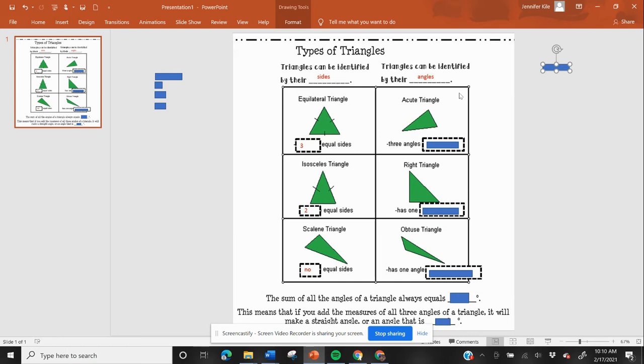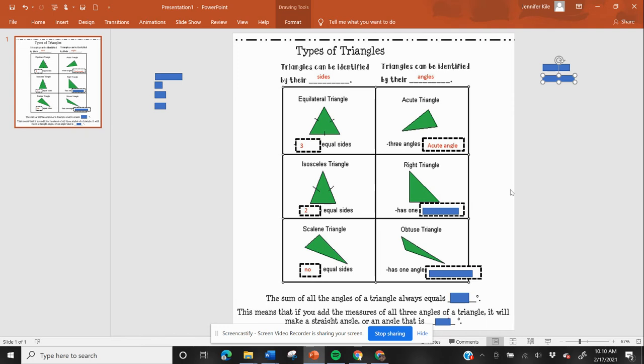So in an acute triangle, it's going to have the two acute angles, but then the third angle is also going to be acute or less than 90 degrees. So this triangle, if I look at this one and this one, those are both acute. So then I look at this top angle and I say, well, that's acute as well. So all three angles are less than 90 degrees. It is an acute triangle.